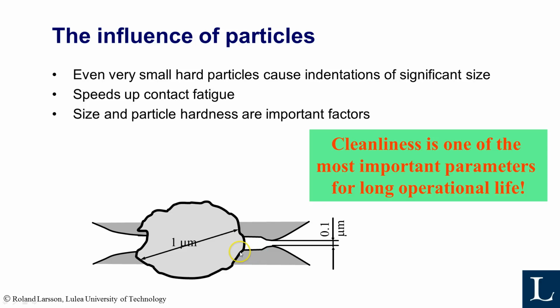Now remember the scales here. This particle is 1 micrometer in all directions, while this film thickness is 0.1 micrometer in this direction, but maybe 1 millimeter in this direction. So the particle will probably make an indent in the surfaces, but not over the whole contact, of course. So it's just a matter of how you draw the picture. But again, the size of the particle is important, and maybe even more important, the hardness of the particle. If the particle is harder than the surface, it will definitely create an indent in the surfaces.